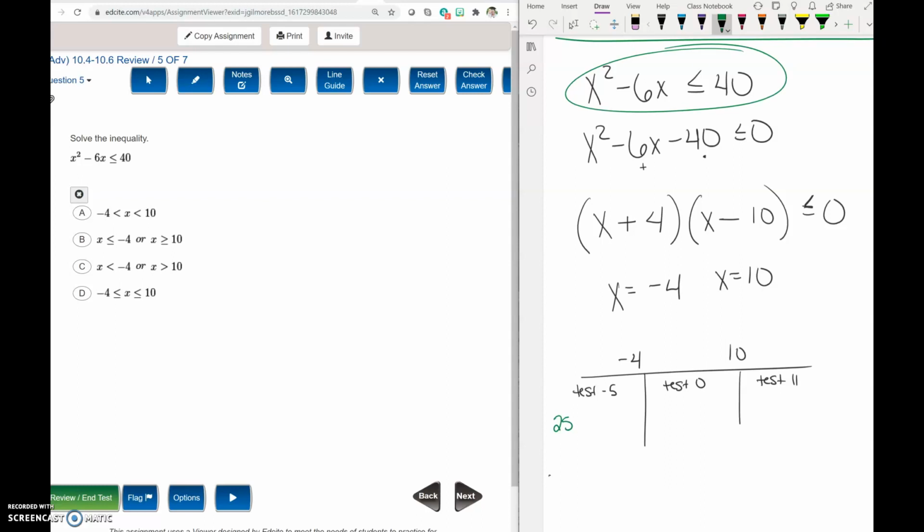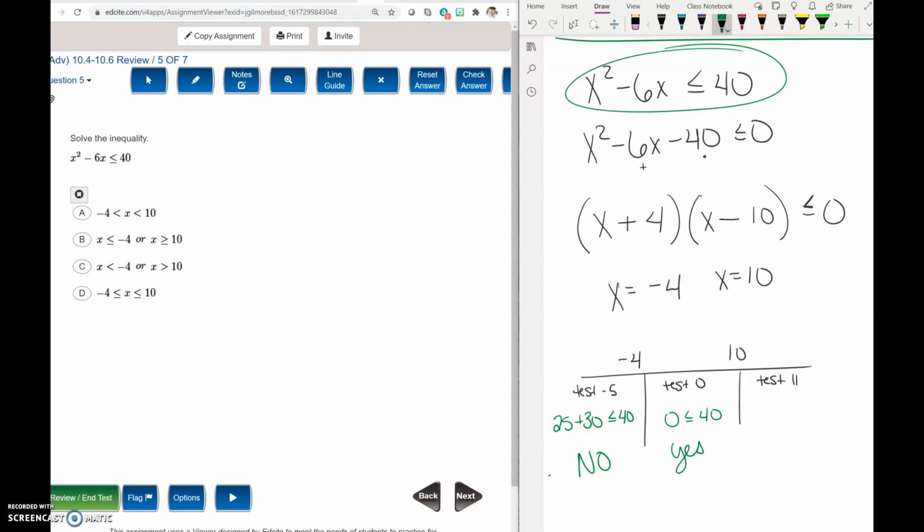-6 times -5 is positive 30. Is that less than or equal to 40? That's 55, so no, that's not going to work. Test 0. 0 squared minus 6 times 0 is 0. 0 is less than or equal to 40.